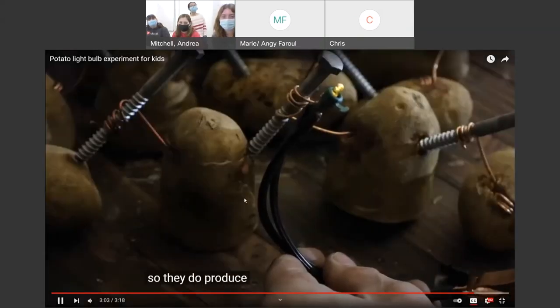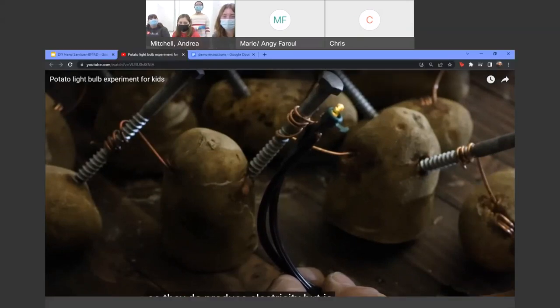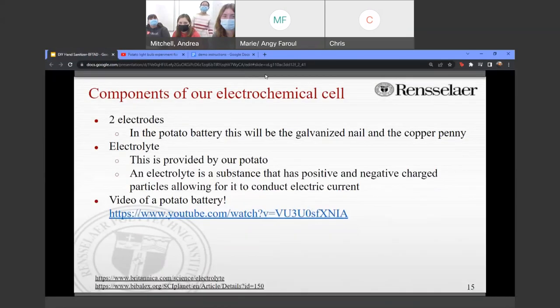So they do produce electricity. As you can see, it took a lot of potatoes to power that little tiny light bulb, but it's still pretty cool. Might be a challenge. Definitely make sure you have parent supervision, though. I don't want anyone hurting themselves or anything like that.